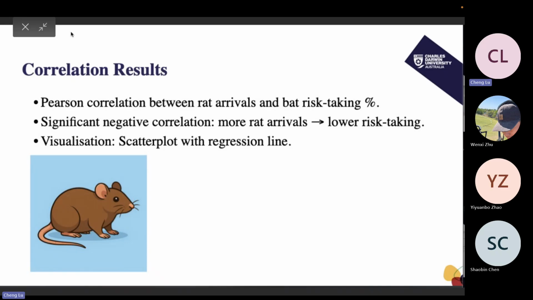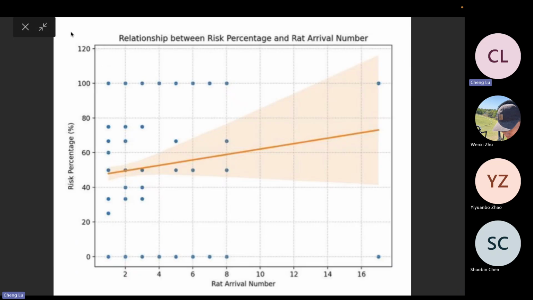We also used the merged dataset. We computed Pearson's correlation between rat arrival number and the risk percentage, and visualized the relationship with a scatter plot plus a regression line. The fitted line provides an at-a-glance view of the association across time bins. From the figure, we can see that when the number of rats is larger, the percentage of taking risk is more likely to be 100%.